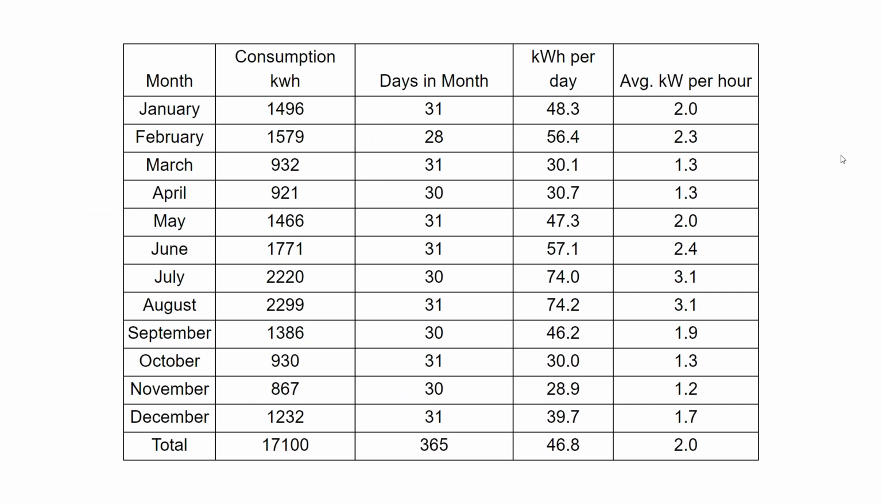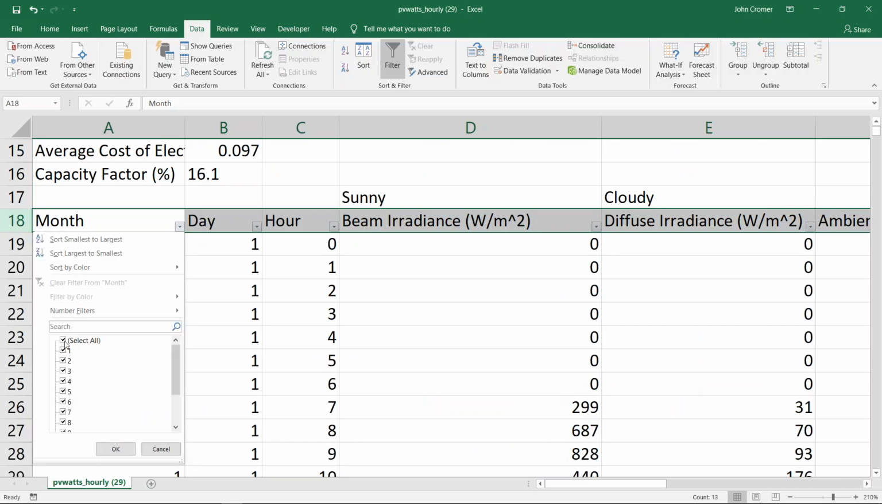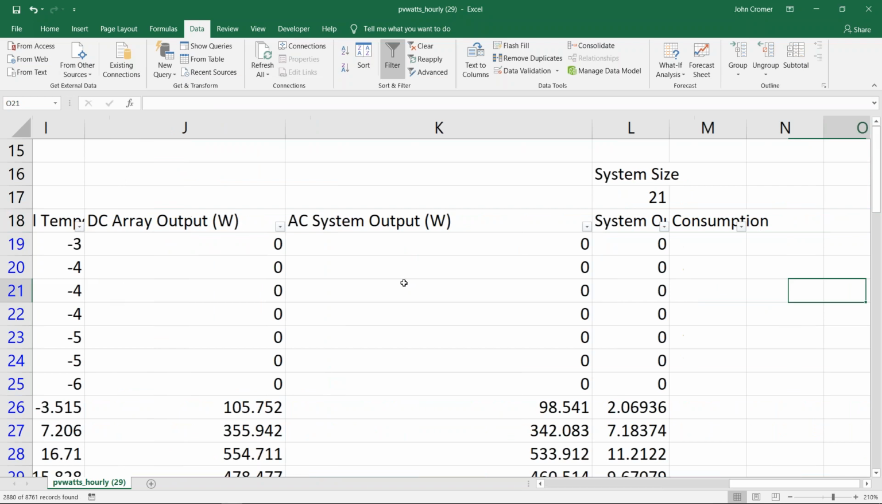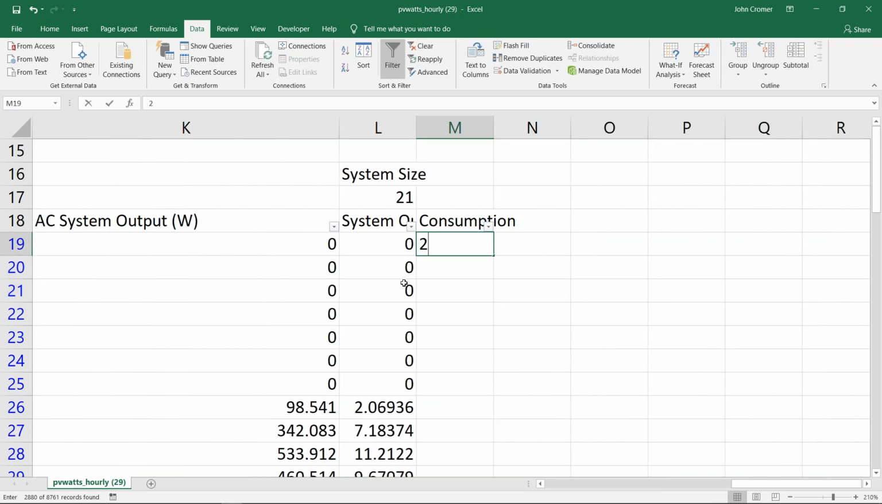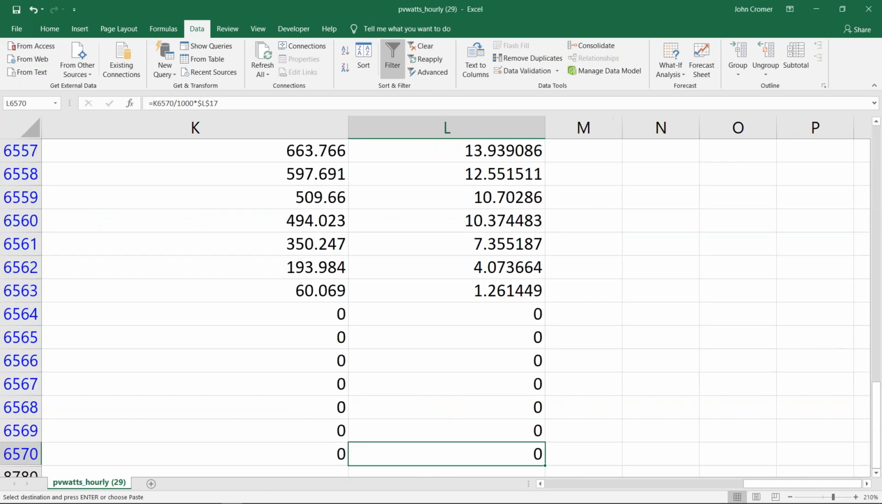Let's just do whole numbers. Let's say for January, February, May, and September, I'm doing 2. My consumption is going to be 2 kilowatt hours per hour. So we've got our system output in kilowatt hours and our consumption in kilowatt hours.